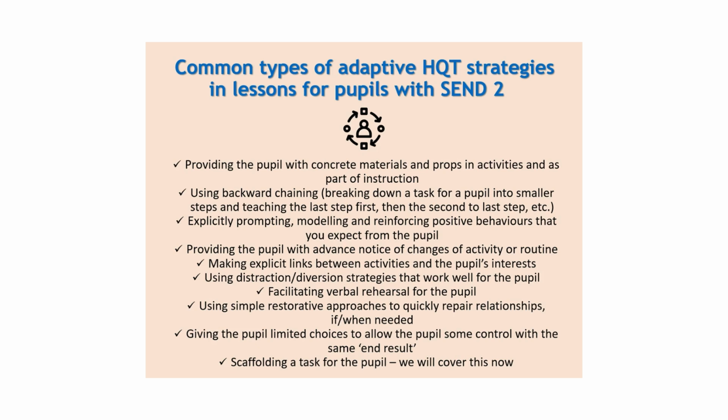Making explicit links between activities and the pupil's interests. Using distraction and diversion strategies that work well for the pupil. Facilitating verbal rehearsal for the pupil. Using simple restorative approaches to quickly repair relationships if and when needed. Giving the pupil limited choices to allow the pupil some control with the same end result. And scaffolding a task for the pupil. We'll cover this now.